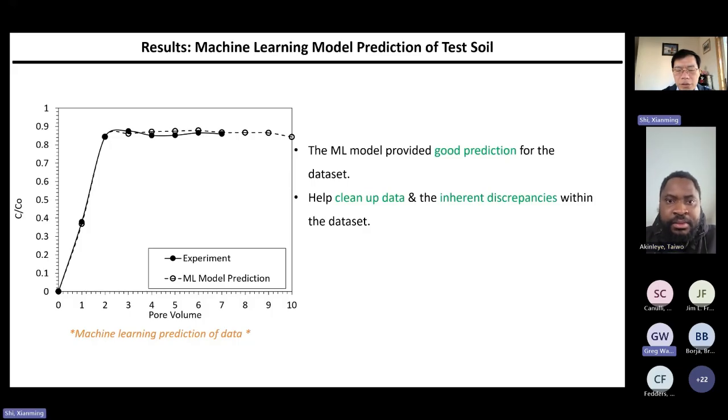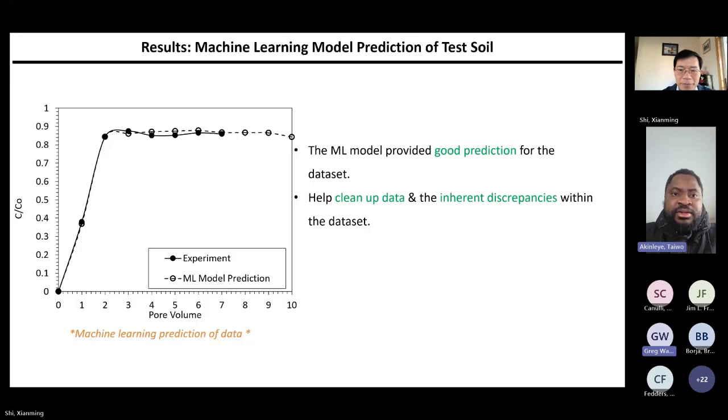Sorry, Taiwo, could you actually explain what is a pore volume and what is the y-axis? Oh, okay. So pore volume in the soil basically means the spaces that are available in the soil that are not occupied by the soil grains themselves. So that means it is occupied by either air or water. So one pore volume is measured as the volume of the void in the soil.